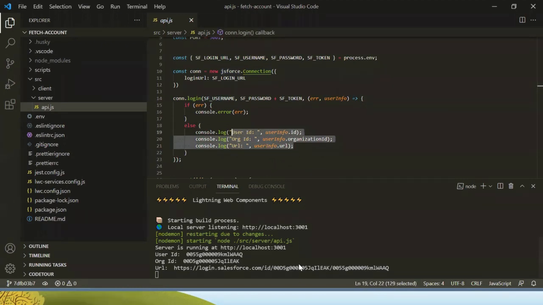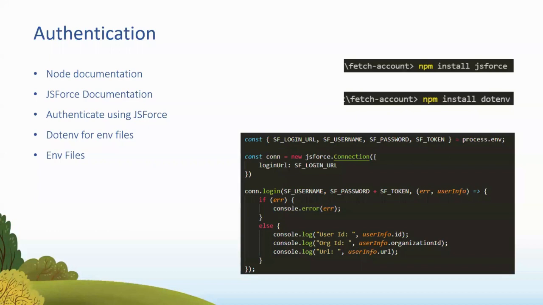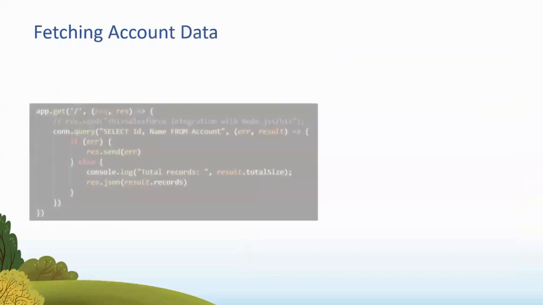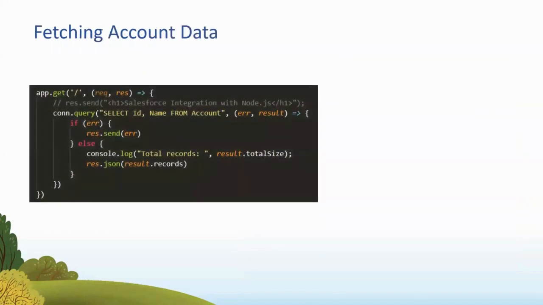Since our app is already running, it is fetching the user ID and org ID like this. So we are authenticated. We will move further. In the further commits, we will see how we can fetch account data.